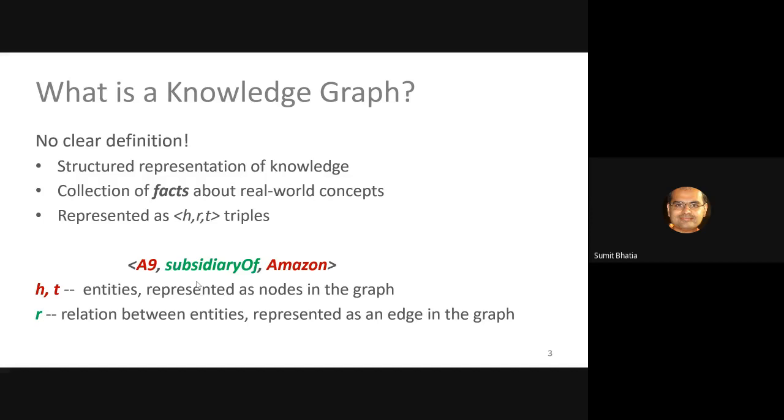All the world knowledge or all the domain knowledge that you want to capture, you represent it as triples. Triples consist of entities and relationships. Entities become nodes, relationships become edges, and that allows you to move from one entity to another. That's everything you need to know about this concept of knowledge graph.